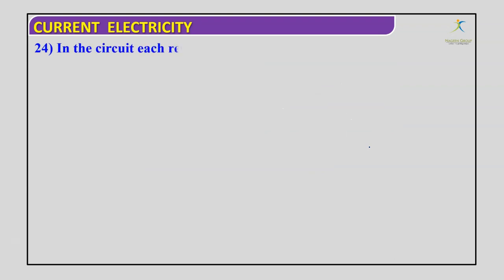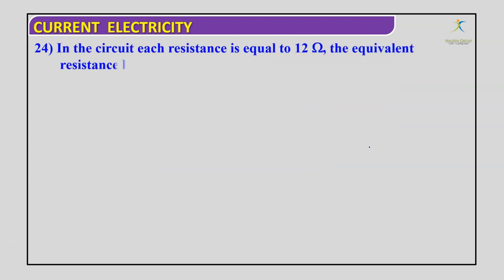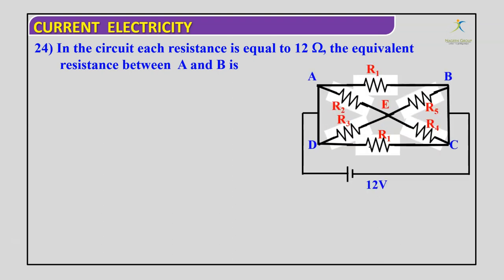Next question we have: in the circuit each resistance is equal to 12 ohm. The equivalent resistance between A and B is 6 ohm, 4 ohm, 8 ohm and 1 ohm. So we have to calculate the equivalent resistance between A and B like this.